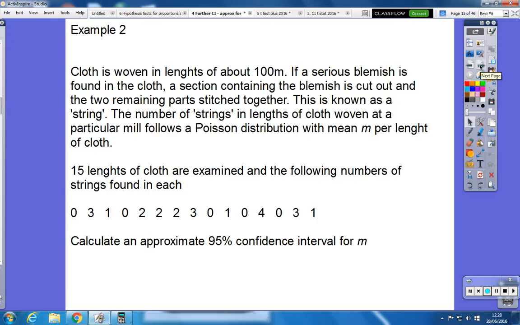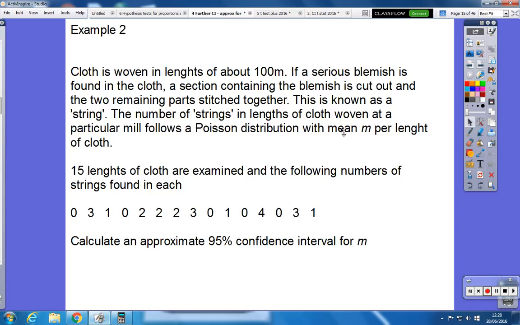This one you can do two ways. So I think I may have to talk you through this one. So you can generally go from what you've observed. So in this case, I would go from what I've observed and treat it in the same way. So you have to add up all of what you've observed. So you've observed 15 lengths.